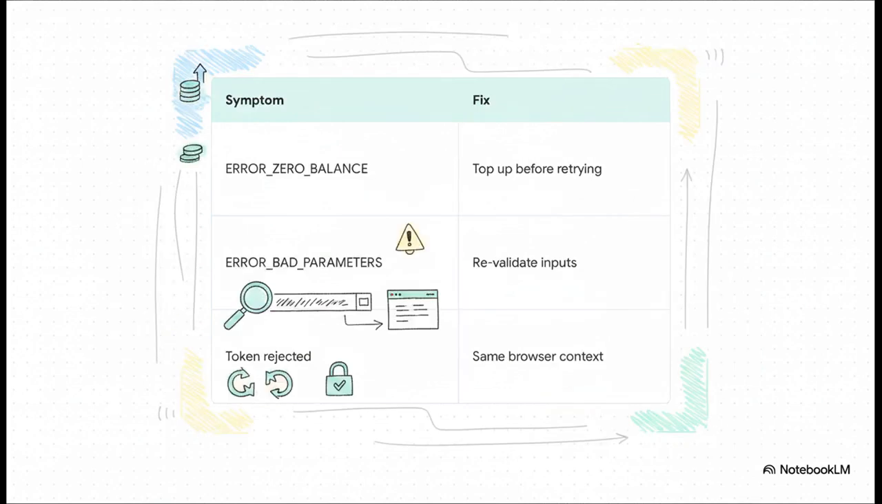And hey, when things do inevitably go wrong, having a structured approach makes maintenance practically effortless. This quick troubleshooting rundown covers roughly 90% of the support tickets teams usually see. Getting an error 0 balance? Just top up and add a balance alert. Seeing error bad parameters? Go revalidate your URL and site key directly against the live HTML, not from memory. And if the token is rejected after a successful solve, it's almost always a session mismatch. So ensure you are applying the token in the exact same HTTP session context that triggered the challenge in the first place.